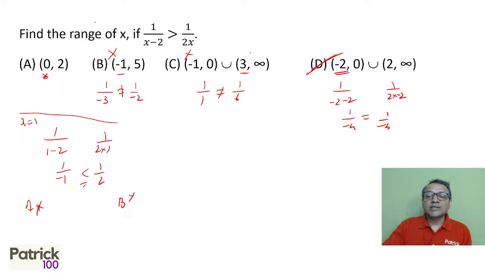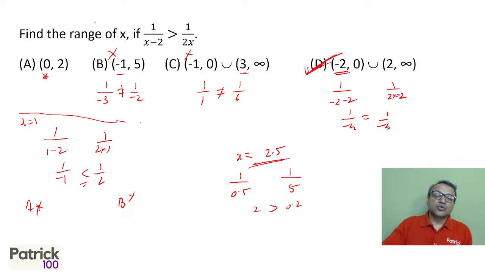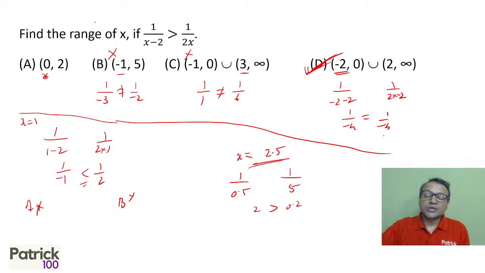Try to put a value which is there in one and not there in the other. For example, I can put 2.5. 2.5 is part of D but not part of C. So 1 upon 2.5 minus 2, which is 0.5, gives 2. And 1 upon 2.5 into 2, which is 5, gives 0.2. So it satisfies. 2.5 satisfies. Since 2.5 satisfies, D will be the answer because C doesn't have 2.5. So two ways: one is the borderline condition, second is substituting a value so that it should satisfy. Either way you can try to solve inequality. Both are good and fast ways of getting the answer.